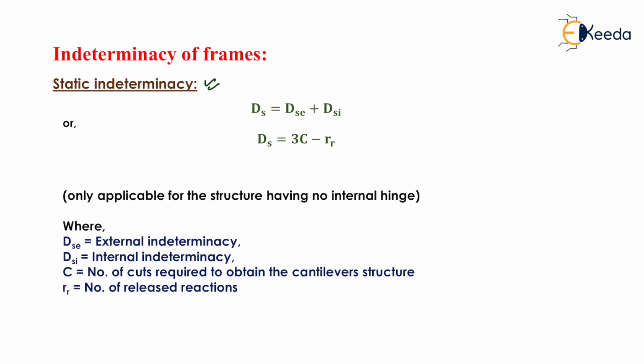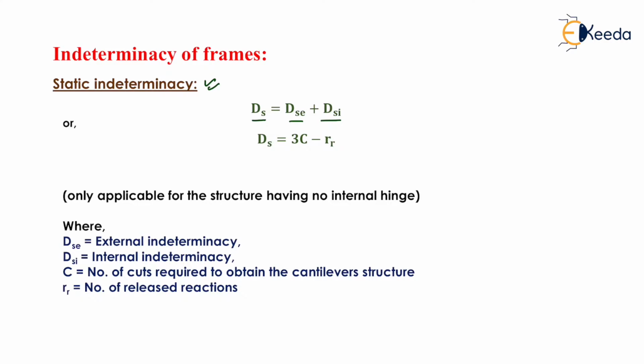Now we know that the static indeterminacy is the number of unknown external as well as internal reactions which cannot be determined by the theory of equilibrium alone. That type of indeterminacy is known as static indeterminacy. Now in frame, we can calculate the static indeterminacy by using the formula dSE plus dSi, that is the external static indeterminacy plus internal static indeterminacy.